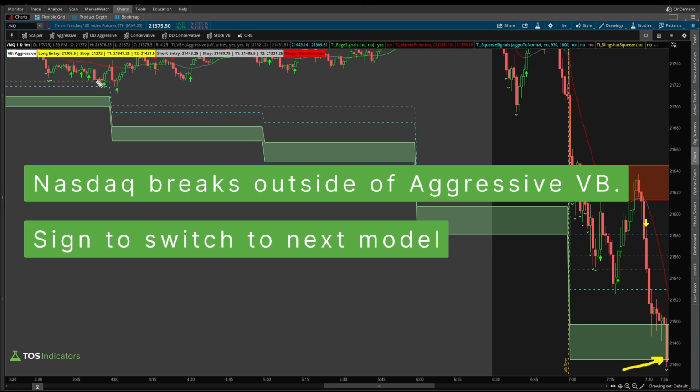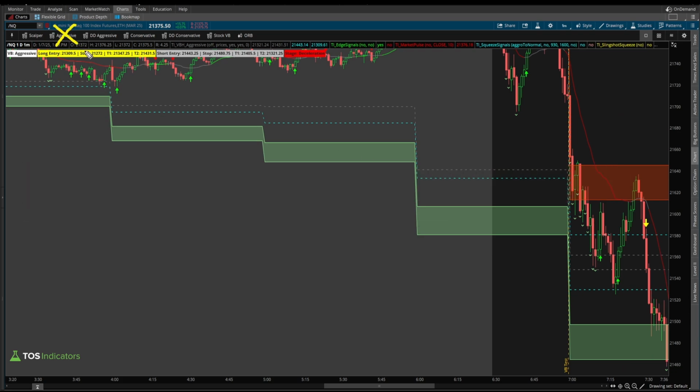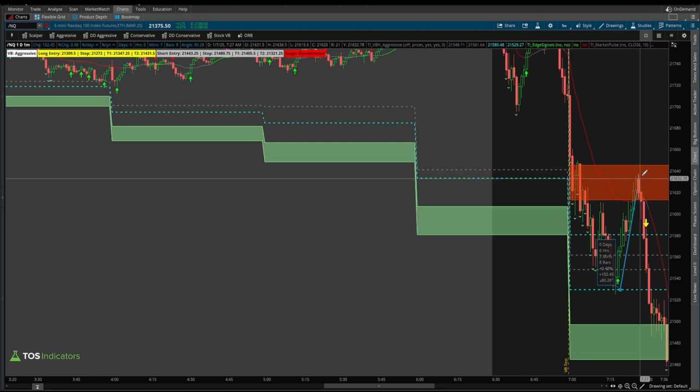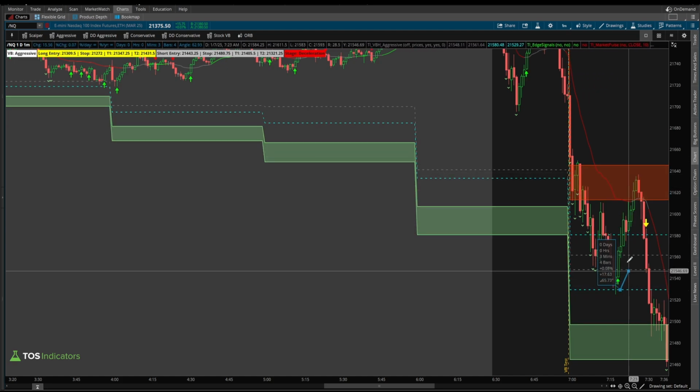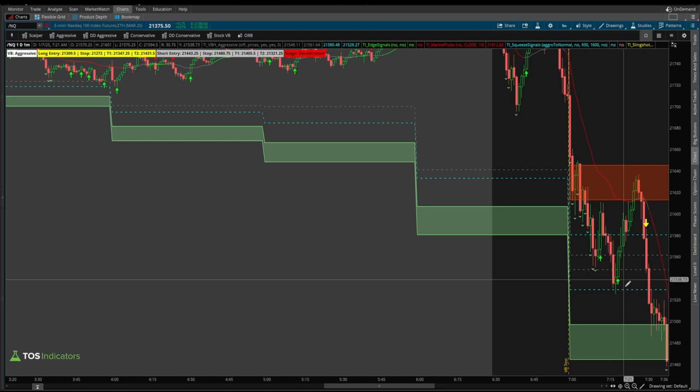Now once we break outside of the clouds, same as before, we know now the aggressive models are not being respected. The aggressive did give a successful trade. It hit your T1 and went a really nice rally. I think this was almost a 107-point rally, more than the 65 points we were looking for. But now you'll see how quickly price reverses, and now we've broken outside of that same aggressive model.